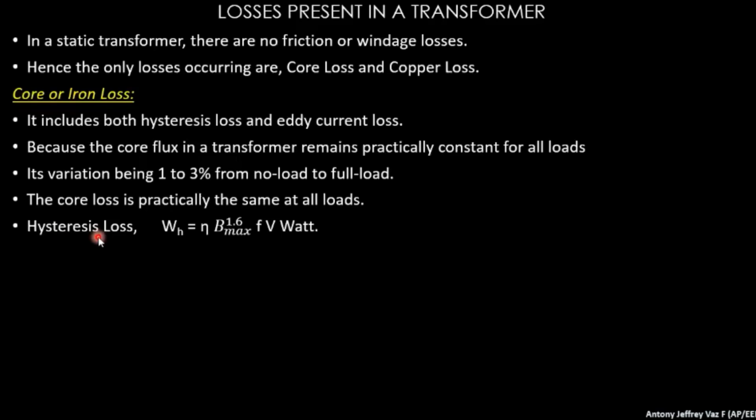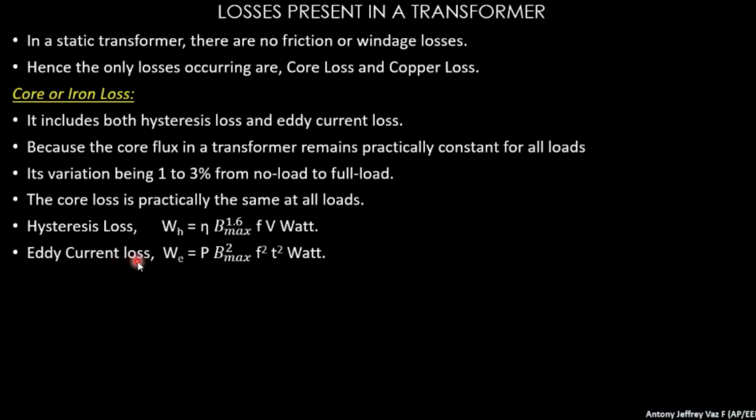For hysteresis loss, the formula is W_H equals efficiency times B max to the power of 1.6, where B max is the maximum flux density of the core with a power of 1.6, and then frequency and volume. When you apply this formula, the output is in watts, and it gives you how much hysteresis loss is present in a transformer.